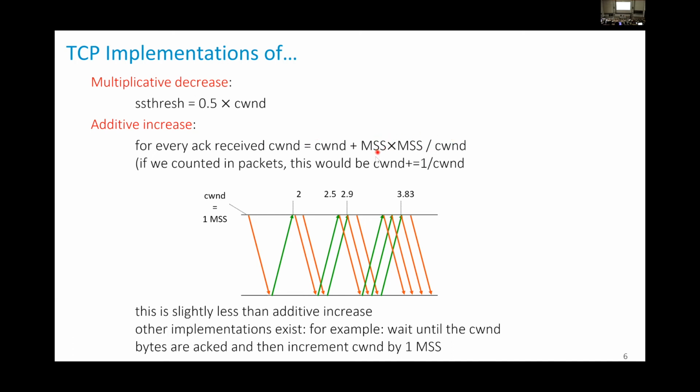Why is there a square? But it becomes less mysterious if you change the units. If you consider that my data unit is an MSS, one MSS is 1 unit, then you increase the congestion window by 1 over the congestion window, which is a naive way of saying that if I do it congestion window times, I will increase by 1.